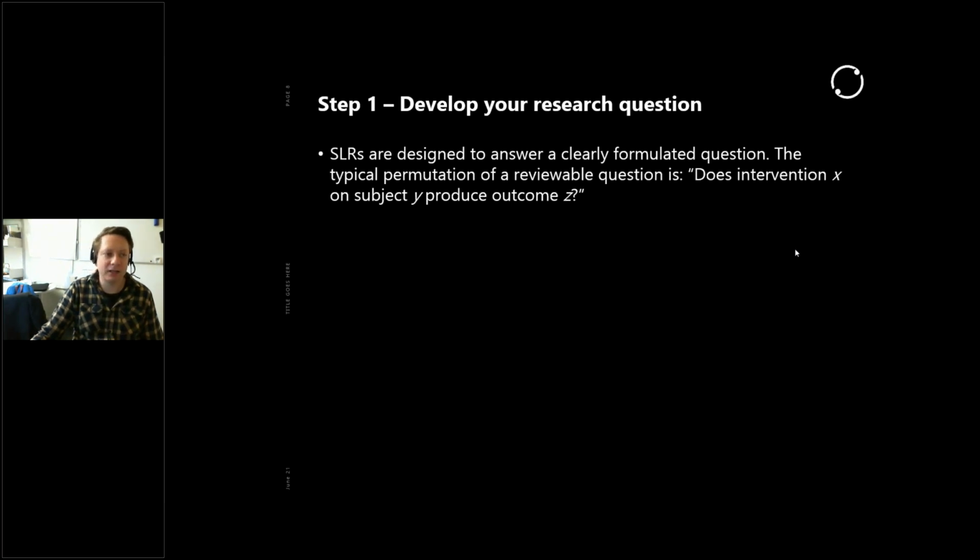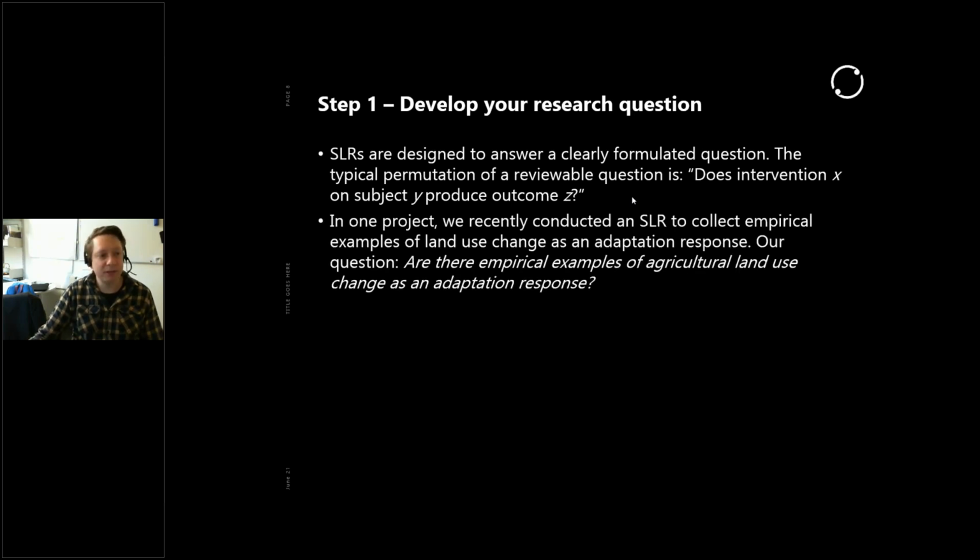So thinking back again to health research where systematic literature reviews began, a hypothetical example could be, does the shift from manual to electronic blood sugar level monitoring of diabetes patients produce better health outcomes? In the project which I'm going to be describing as our practical example of an SLR, we were looking to collect empirical examples of land use change as an adaptation response. So our research question was, are there empirical examples of agricultural land use change as an adaptation response?